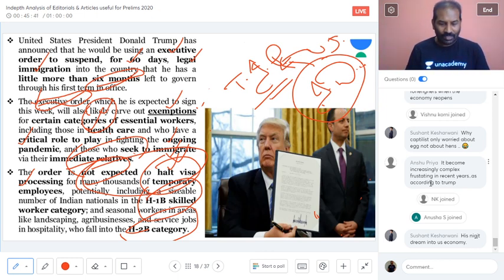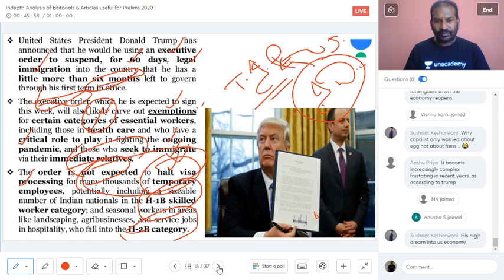Pratham Chavan says, sir, how is this policy related with the current oil price drop? Not exactly. This is just in regards to the immigration policy. Pratham, it is just in regards to the immigration policy.